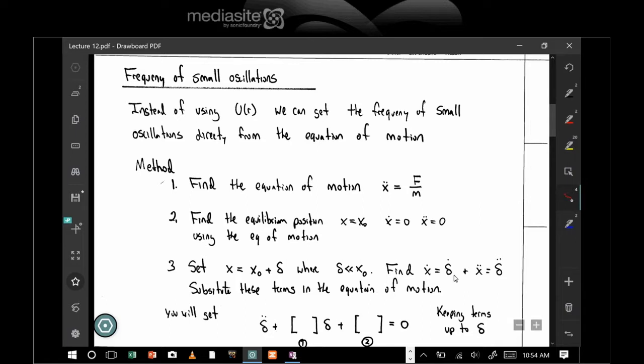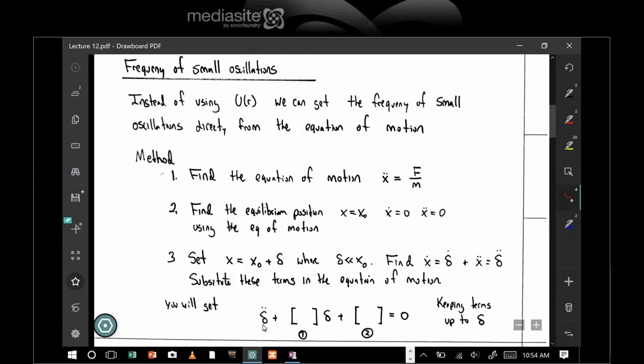Now step 3. What I'm going to do is set x equal to x naught plus delta, where delta is something small. Then I'm going to take derivatives of x. Since x naught is a constant, x dot is equal to delta dot, and x double dot equals delta double dot. I stick all that into my equation of motion, and I'm going to get something of the form: delta double dot plus some constants times delta plus some set of constants equals 0.